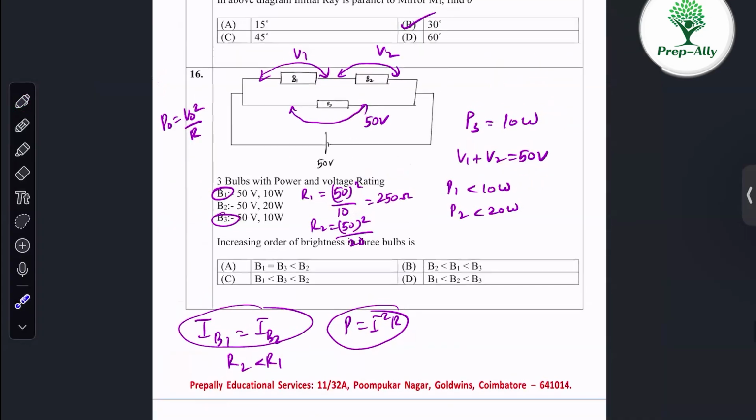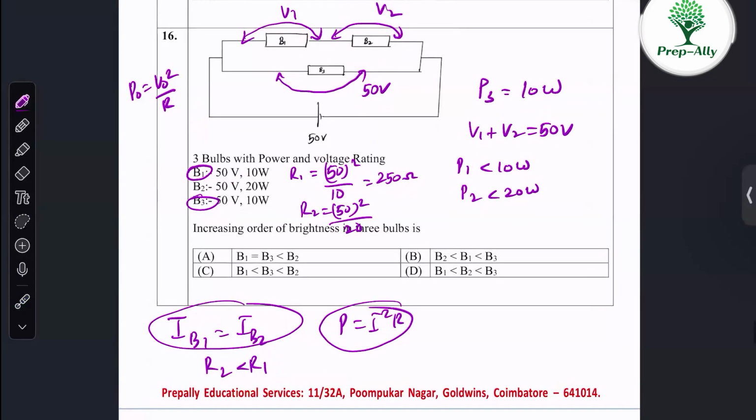So comparing these values between bulb 1 and bulb 2, current is same. So power will be more wherever more resistance. So R1 has more resistance, means power dissipated in 1 will be greater than 2. So P1 greater than P2. That is the conclusion. And we are saying P1 itself is less than 10. Then P2 will also be definitely less than 10. Less than 10 is also less than 20.